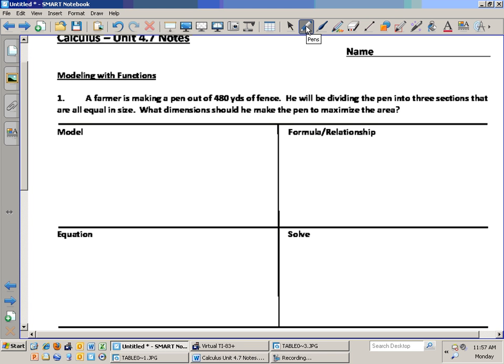The first thing I like to do is model the problem, and I like to generate a picture. So what I do here is I draw a rectangular fence area like such. He's going to divide the pen into 3 sections, like that, all equal in size. What dimension should they be? Now, there's kind of a trick here, I suppose. First of all, what are we trying to maximize? Area.